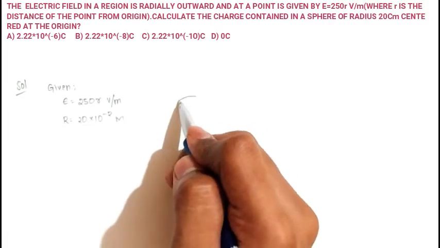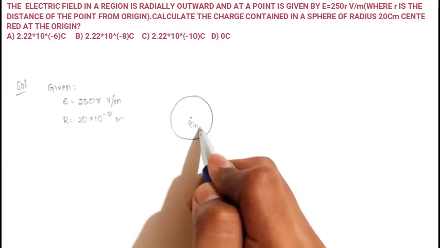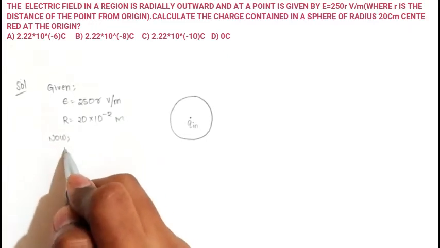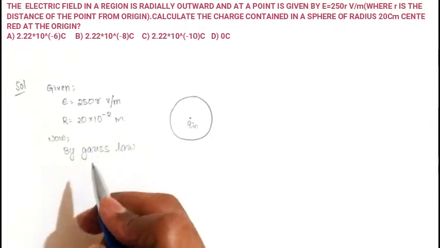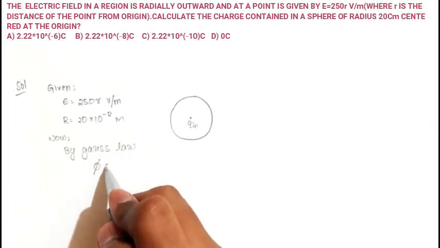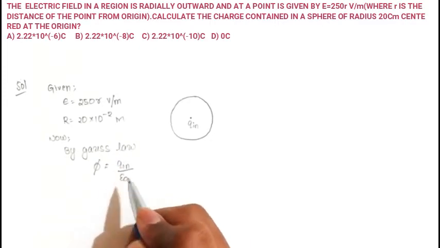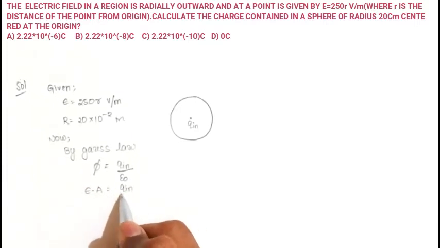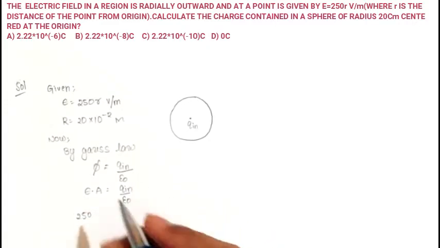Okay, now let us draw a circle. Let us consider Q in as the charge inside the sphere. Now by Gauss law, flux is equal to Q in divided by epsilon naught. Flux is E into A, equals Q in divided by epsilon naught, where they given E equals 250 r and area we know as 4 pi r square.